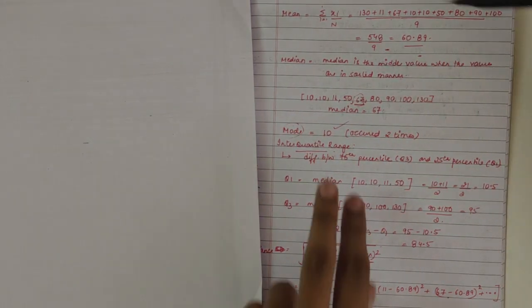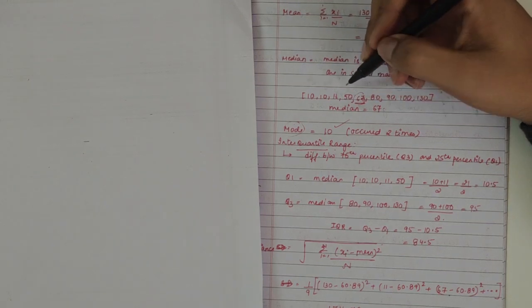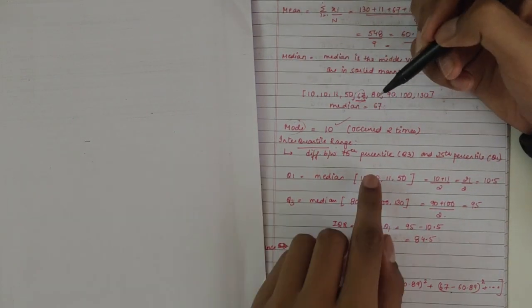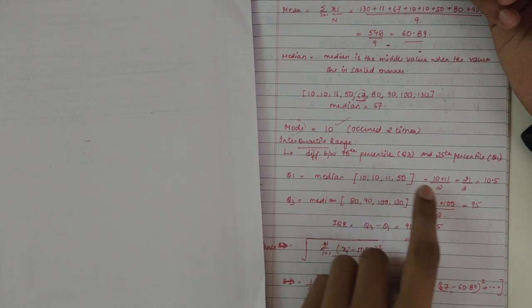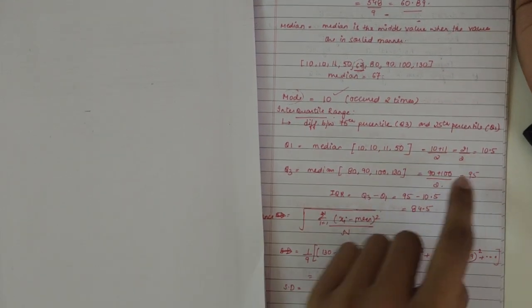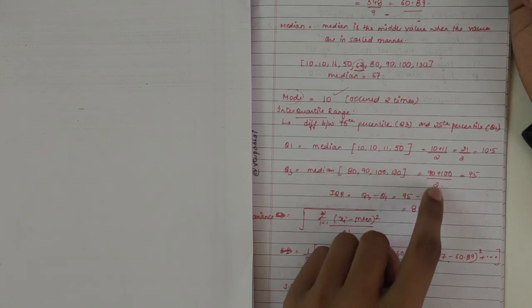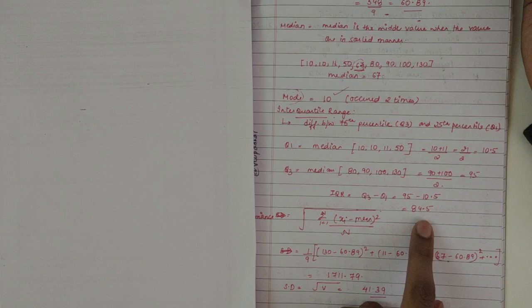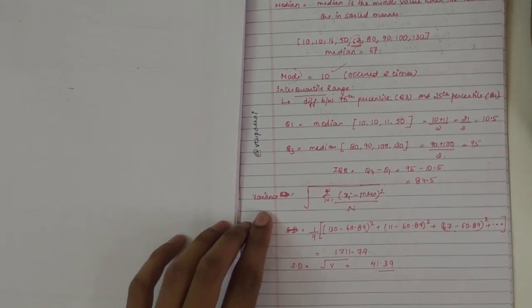Next is the interquartile range. The interquartile range is between Q3 and Q1, that is the 75th percentile and the 25th percentile. Q1 is this one: 10, 10, 11 and 50. Again, this median will be 10 plus 11 by 2, that means 10.5. Q3 median will be 90 plus 100 by 2, 95. Then IQR will be nothing but the difference, Q3 minus Q1. You get 84.5.